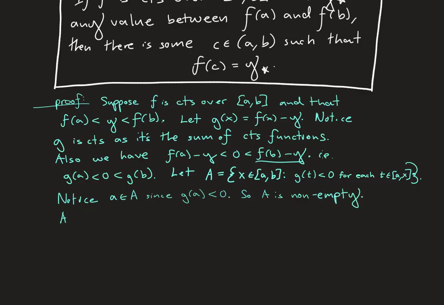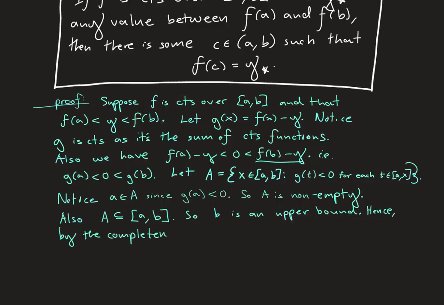But also, A is a subset of the closed interval a to b, so b is an upper bound. So I have a non-empty set that's bounded above. Hence, by the completeness of R, A has a least upper bound. I'm going to call it C.